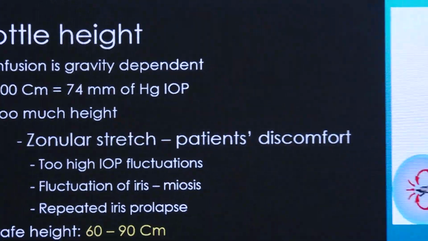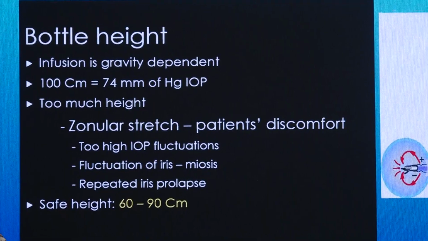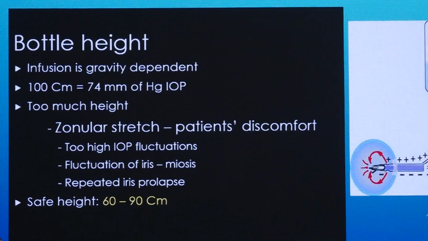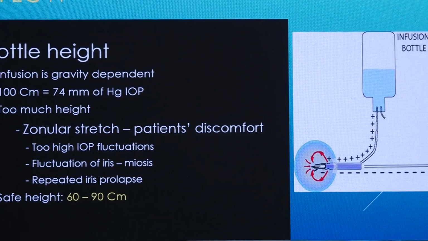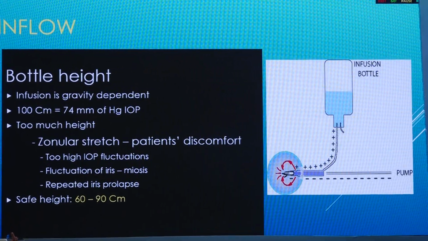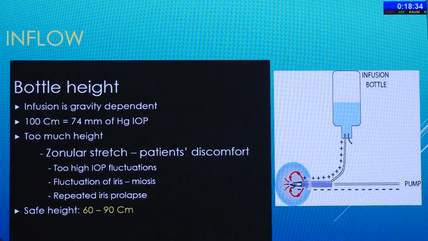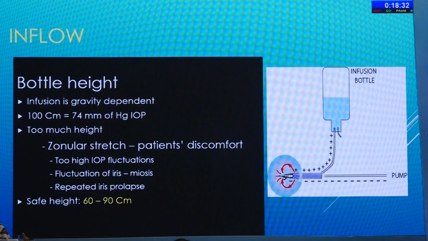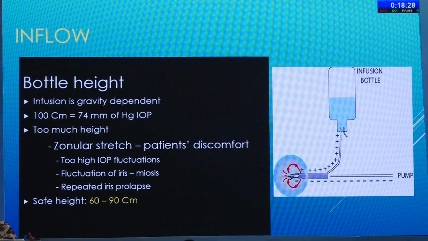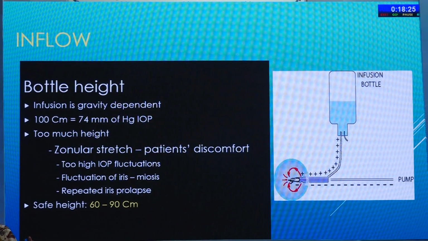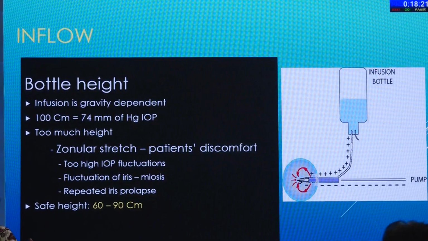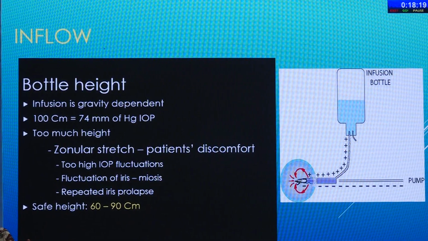First talking about the inflow, the fluid infusion is coming through the bottle, and the height of this bottle determines the gradient of the flow. So this infusion is gravity dependent. For example, a 2 centimeter bottle height would result in around 44 millimeters of mercury. Similarly, 100 centimeters would cause 74 millimeters of mercury in the IOP. So a safe height lies between 60 to 90 centimeters, or we can say 3 plus minus 1 feet.